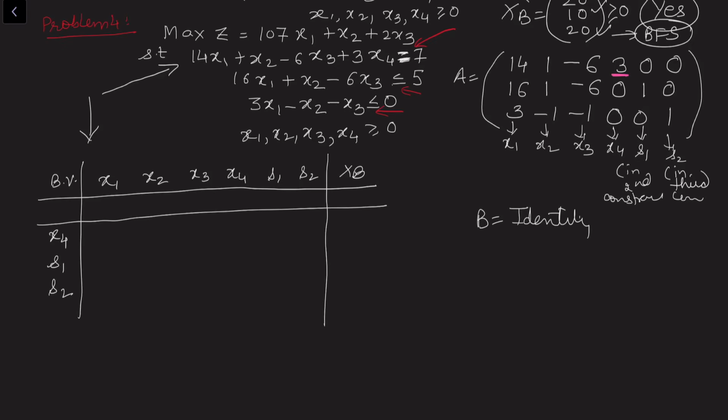In the simplex table, notice that I have written x4 as the first basic variable because this will correspond to 1, 0, 0. Once we divide this first row by 3, x4, s1, s2 will act as the basic variables, and as these are the basic variables now, they correspond to identity. So here I will get 14 by 3, 1 by 3, minus 6 by 3, this is 1, 0, 0, and here it will be 7 by 3. It is not only 7, it is 7 by 3 because we have divided the first row by 3. And then in the second row we will have 16, 1, minus 6, 0, 1, 0.